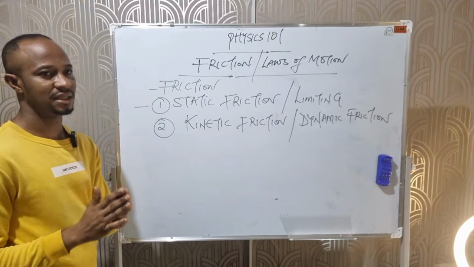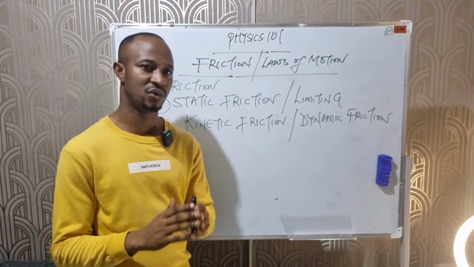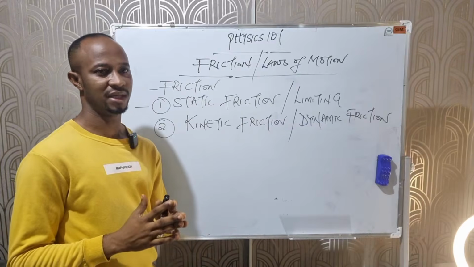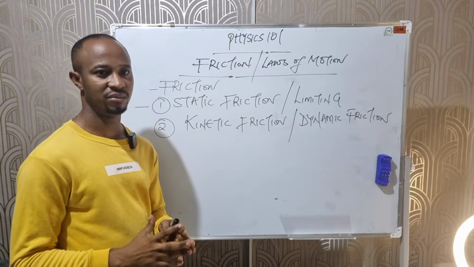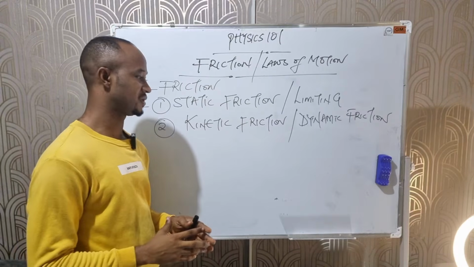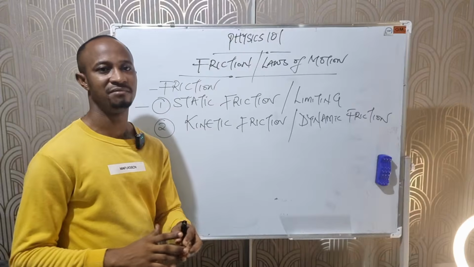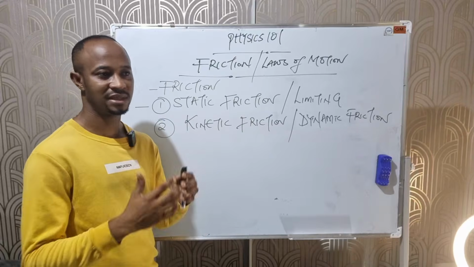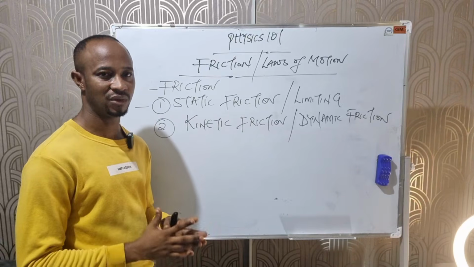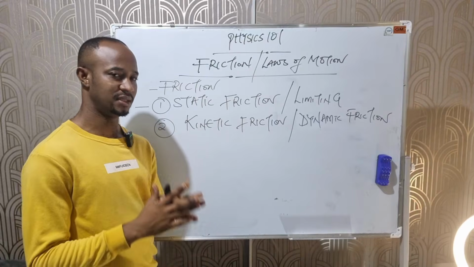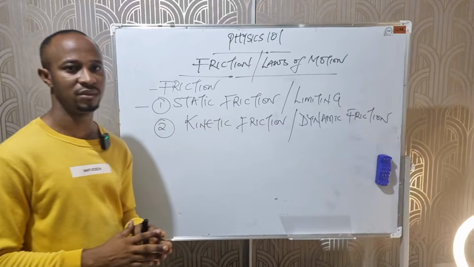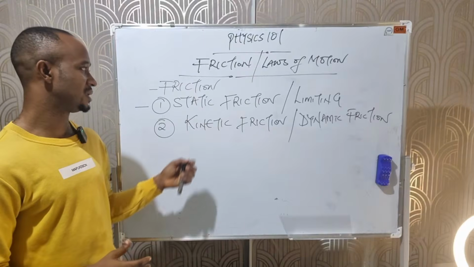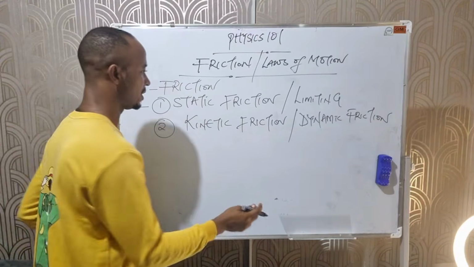Now, we know the word static. Static friction is a frictional force that tends to occur on a body at rest, or a frictional force that acts on a body at rest. It's also defined as the maximum force that must be overcome before a body can just start to move over another body. That is called the static frictional force.